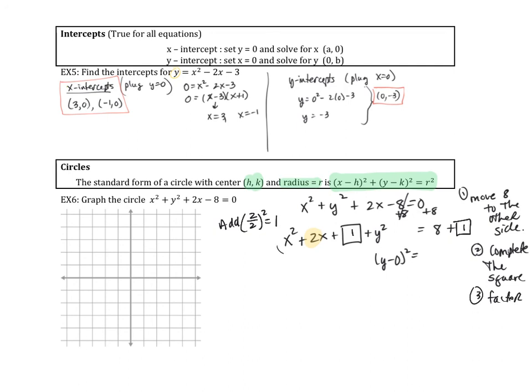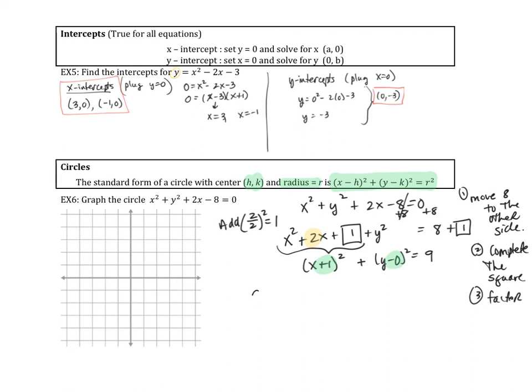Okay, and then next thing we do is we factor. Okay, so this whole expression now can factor as x plus 1 times itself, so quantity squared. Okay, and then we have the plus y squared. I'm just going to show that as y minus 0 just to show you what the center is. Okay, so the x value of the center is given by that, and the y value of the center is given by whatever is being subtracted from y.